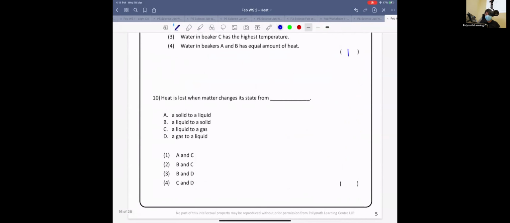Okay? Heat is lost when matter changes its state from a solid to a liquid. Just think about water. Solid is called what?